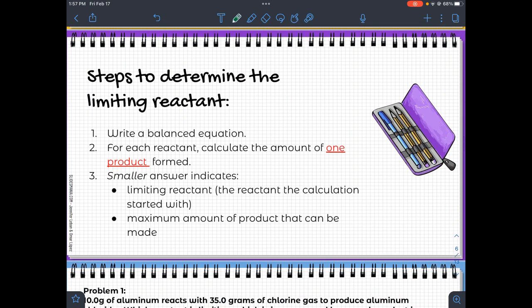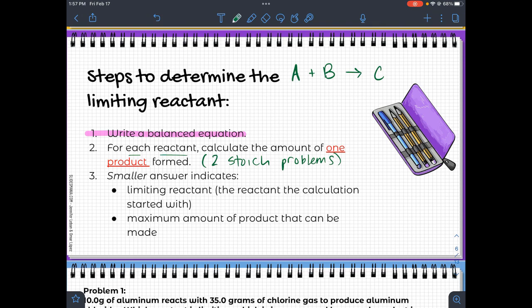So what are the steps to determine the limiting reactant? Well, first, just like all stoichiometry, we write a balanced equation. Then for each reactant, because in a limiting reactant problem, it's going to have at least 2 reactants, so maybe like A and B forming C, for each reactant, calculate the amount of one of the products formed. So that is going to be 2 stoichiometry calculations or problems. Yes, it's going to take a while to set that up, but this is a crucial piece of information to find out what the limiting reactant is.